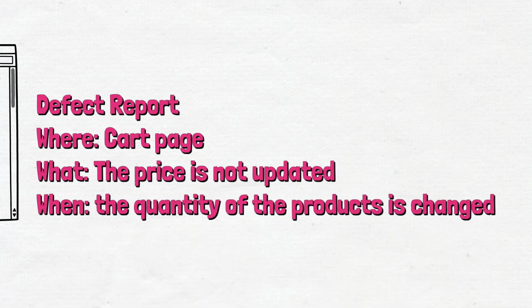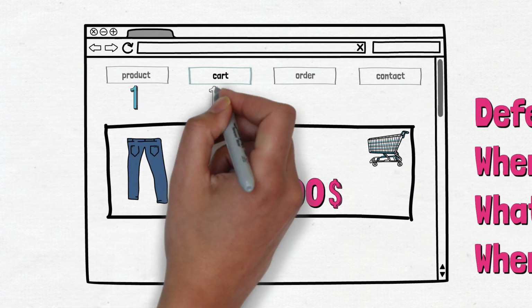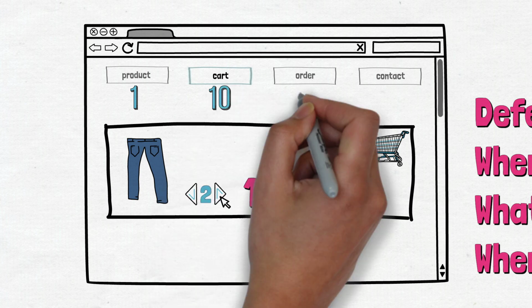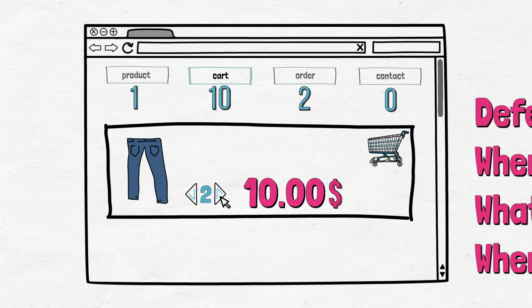It is a bug. And its summary sounds like this: on the cart page, the price is not updated when the quantity of the product is changed. Users will never complain about it, but it is a bug. And because of it, we need to run regression testing. Once you finish, you can see that you found only 1 defect on the product page, 10 defects on the cart page, 2 defects on the order page, and 0 defects on the contact page.